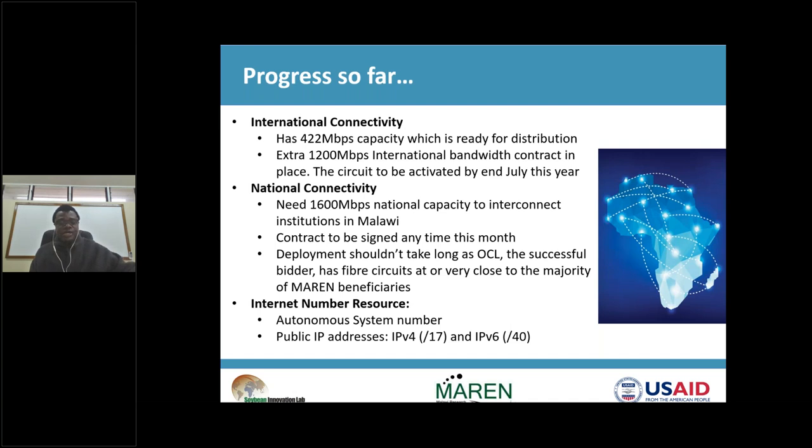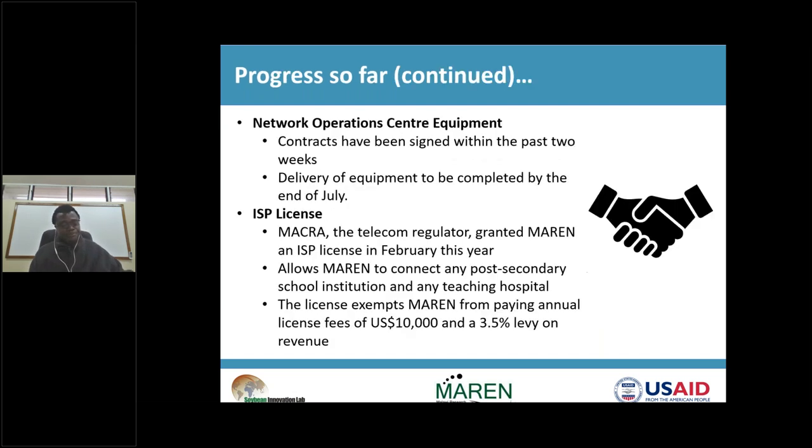We also managed to get large chunks of public IP addresses in terms of IP version 4 as well as IP version 6. On the first one, IP version 4, we have a /17 block, which is close to 32,000 IP addresses. And for IP version 6, it's a /40, which is adequate to cover all the institutions in this country, Malawi.